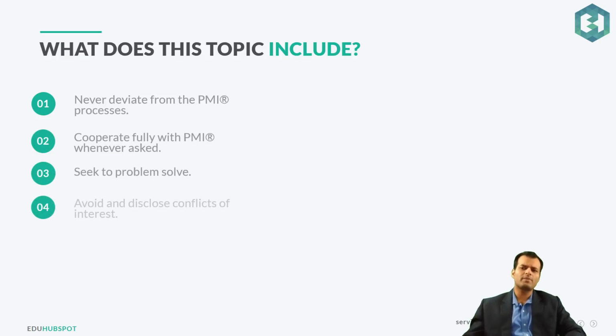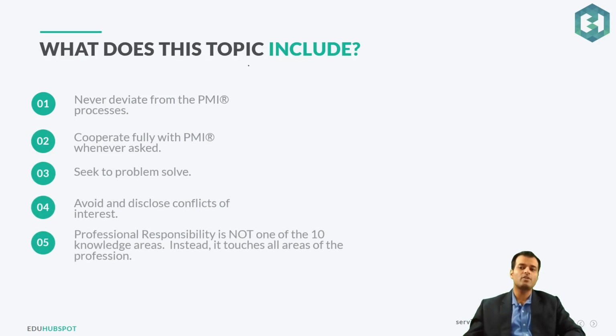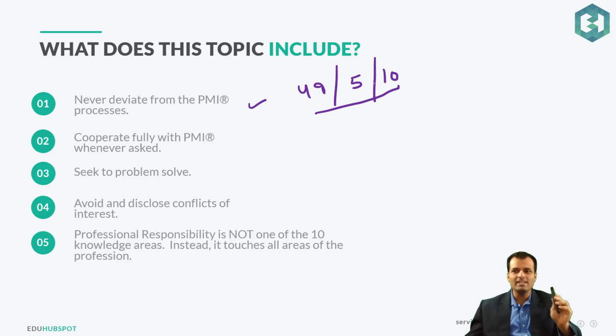So what does this topic include? Never deviate from the PMI processes. Always remember, there are 49 processes, 5 process groups, and 10 knowledge areas. Please refer to your ITTO sheet. If you have not downloaded it till now, go to the website www.eduhubspot.com and download it under the resources section. I want you to make sure you see this ITTO sheet almost every time.